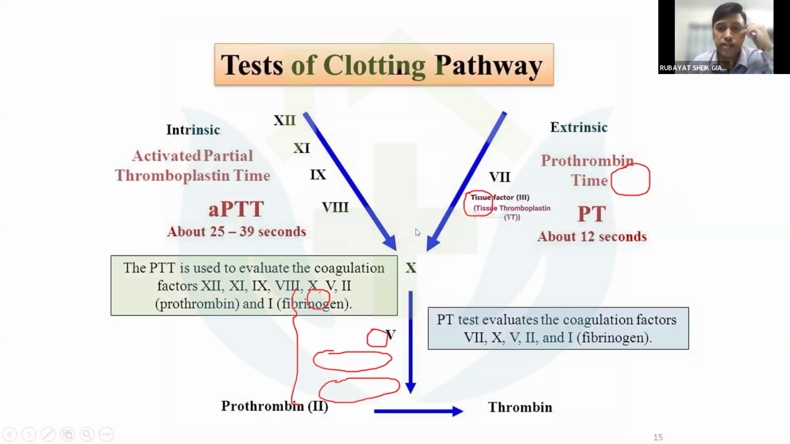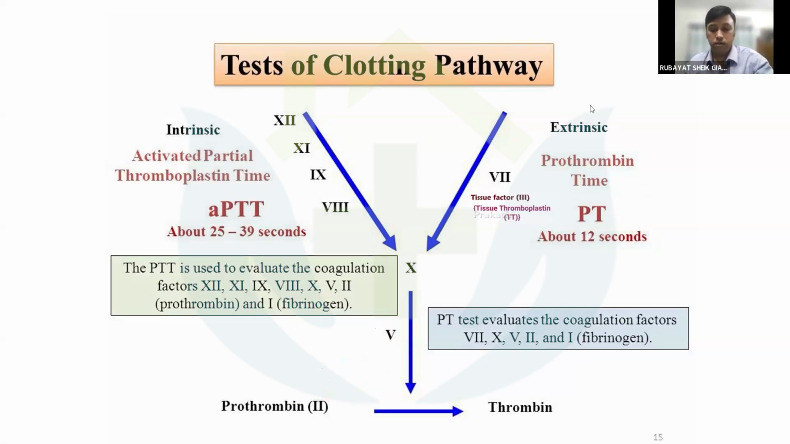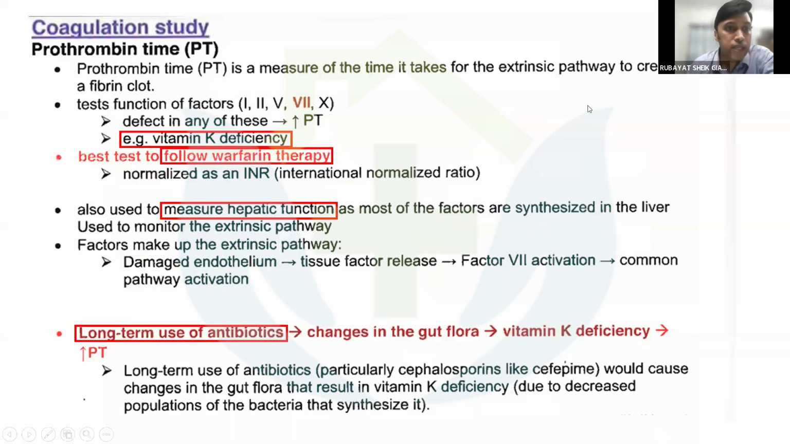Just to remind you, to test whether the extrinsic pathway of coagulation is intact, we look at the prothrombin time. And to see if the intrinsic pathway is okay, we look at the activated partial thromboplastin time. The prothrombin time is about 12 seconds. So you need to know the normal levels of these. Let's discuss a few common questions asked from prothrombin time and APTT.